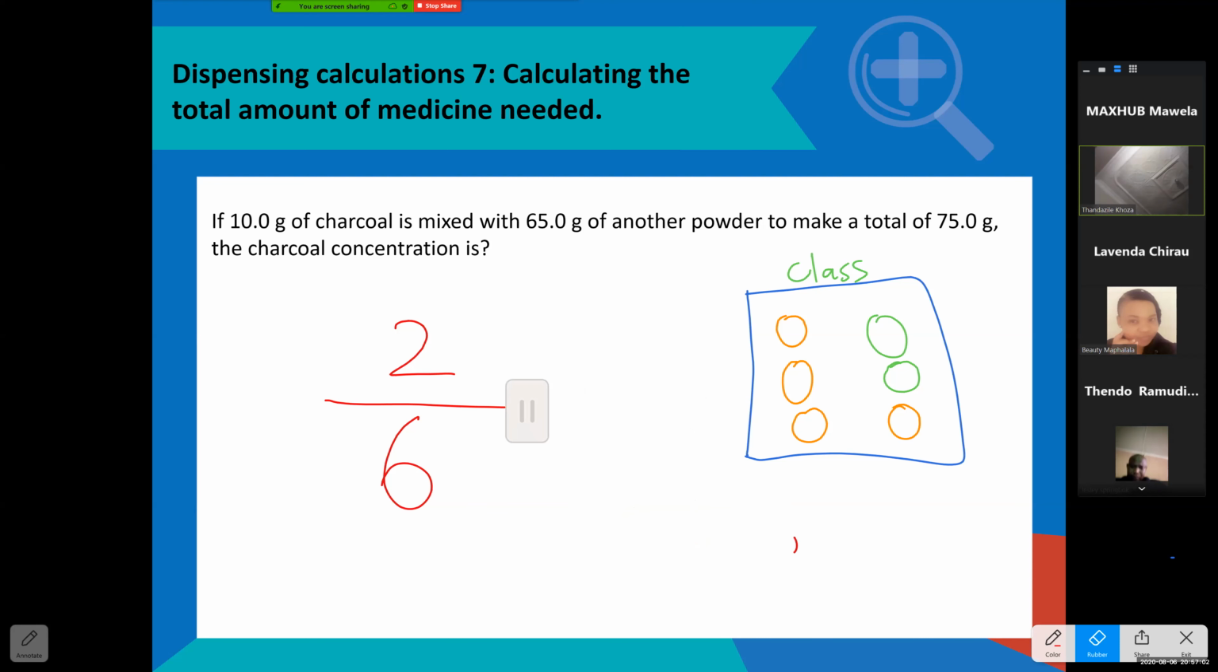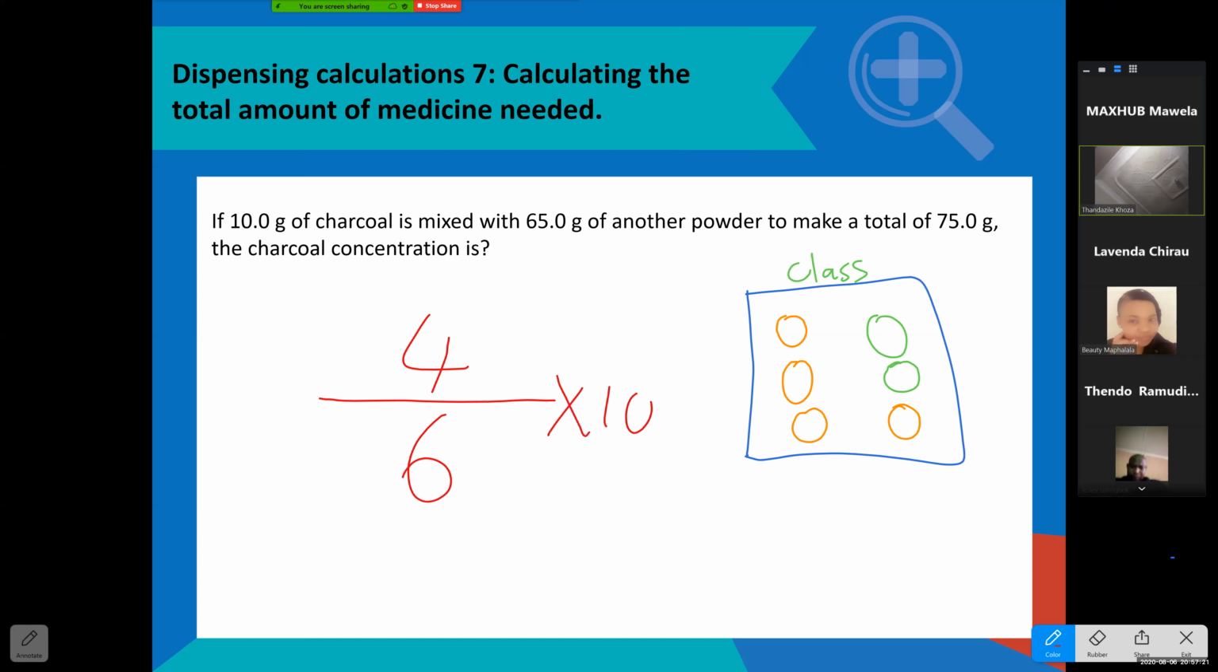What percentage of these learners are orange? How many orange people do we have in the class? 4. And it's 4 out of how many learners? 6. So what is your answer? You always multiply by 100. When you say what percentage, what proportion? 66.6. I trust your answer. I didn't do it, so I hope your answer is correct. So that's very important.